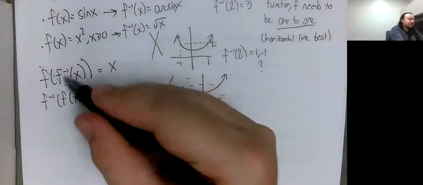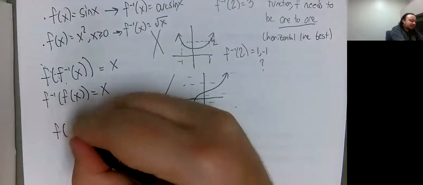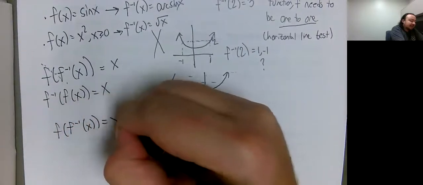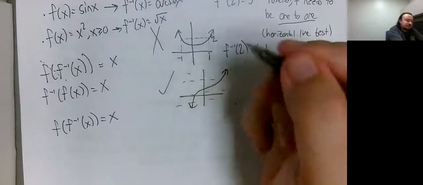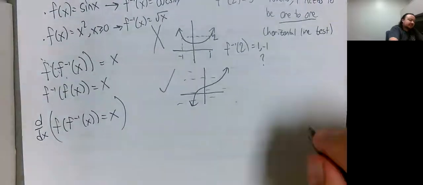So what we're going to do is we're going to use this fact to help us get our derivative. So like I just said, f of f inverse of x is equal to x. Now what I'm going to do is I'm going to differentiate both sides of this equation.